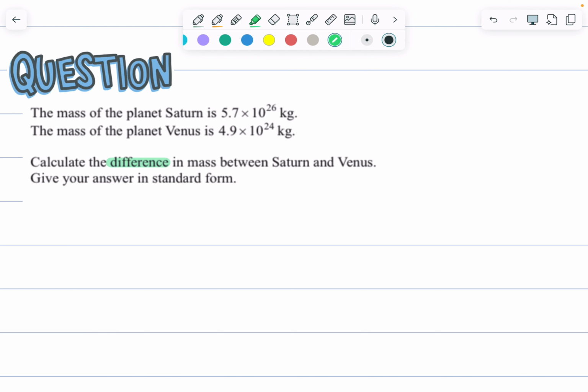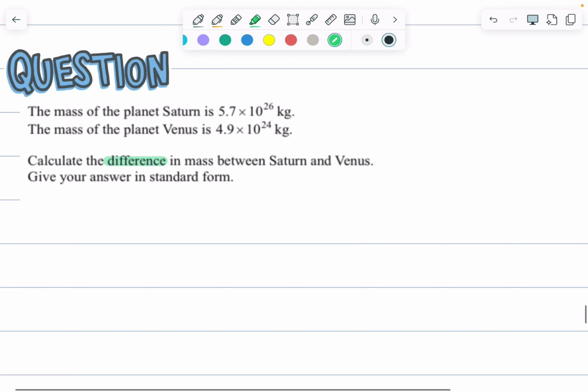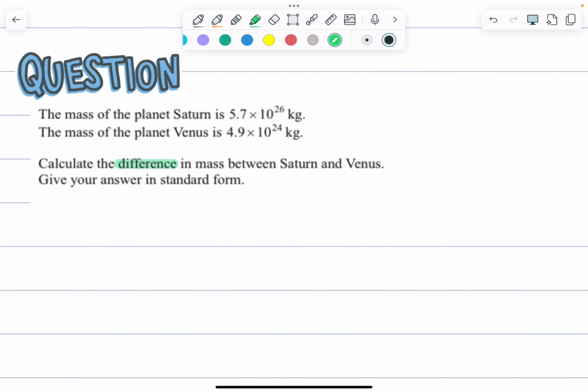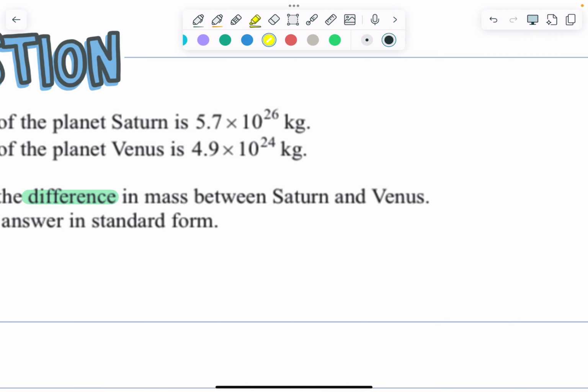Theek hai. Now what you're going to do over here is, first of all, you can notice right here ki yahan 10 ki power ek 26 hai aur ek 24 hai. It's your choice ki aap kisko same karna chaho. Aap 24 ko 26 bana sakte ho aur aap 26 ko 24 bana sakte ho. It's totally up to you. Dono cases mein answer same aayega. It does not affect the answer given that you follow giving answer in standard form. What I'm going to do is I'm going to make 24 into 26.